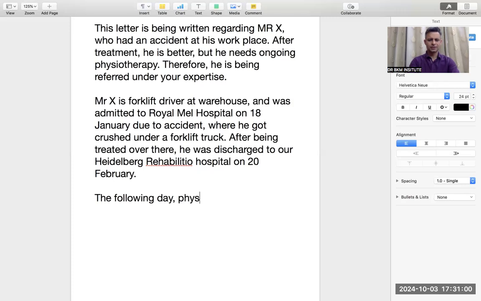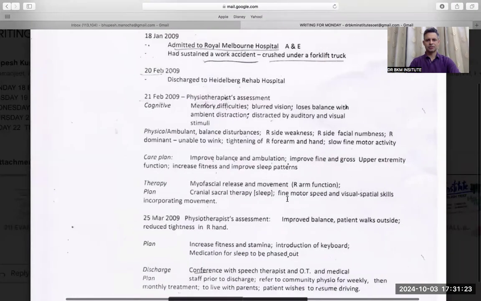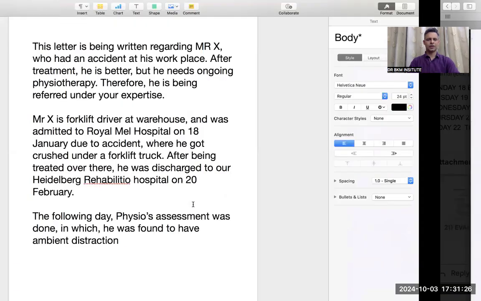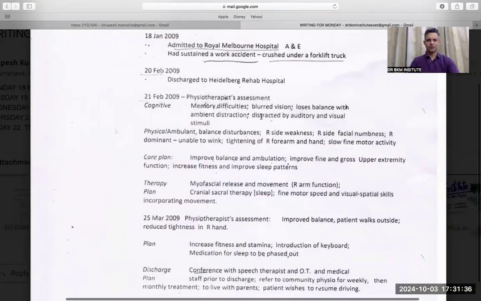So physiotherapist assessment, whatever the word has been given. Right, exactly that. Physiotherapist assessment was done. Again, just keep making passive voices. Was done. If you want to use better connectors, in which he was found to have ambient distraction. What was the ambient distraction about? He was found to have lost balance with ambient distraction.